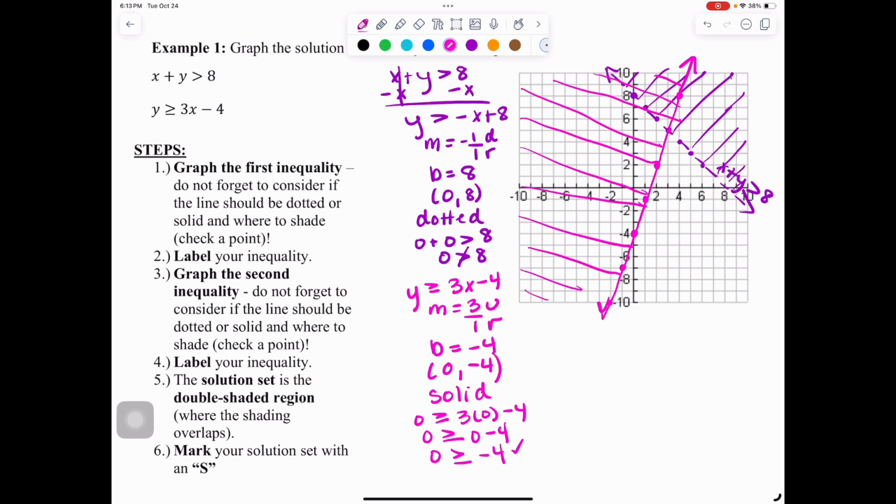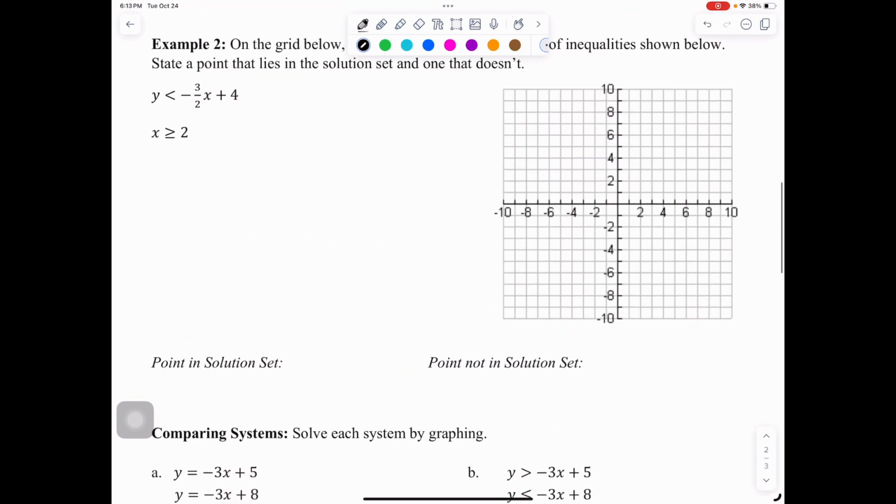Number 6 is our final step. We want to take and mark this with an S so we can clearly see where the solution is. So we're going to put a big giant S in the double shaded region. And then we know that any point in that region is going to be a solution to the system of inequalities. So now let's go on and look at example 2.